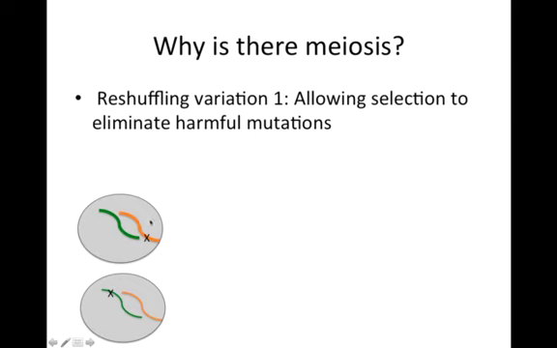I just want to point out, to motivate this, that if this cell were to divide only by mitosis, all descendant cells would carry this harmful mutation. And if this cell were to divide only by mitosis, all descendant cells would carry this harmful mutation. As we'll show, meiosis reshuffles things. It's going to make some cells that have both harmful mutations, but also other cells that have none.